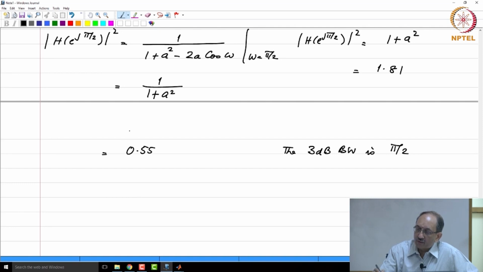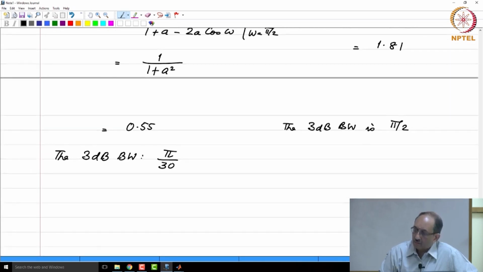For the low pass filter realized using the single pole, you will find that the 3 dB bandwidth is pi by 30. So, this is something you should verify later. In this case, the 3 dB bandwidth is pi by 30. This is part of the exercise you need to carry out.